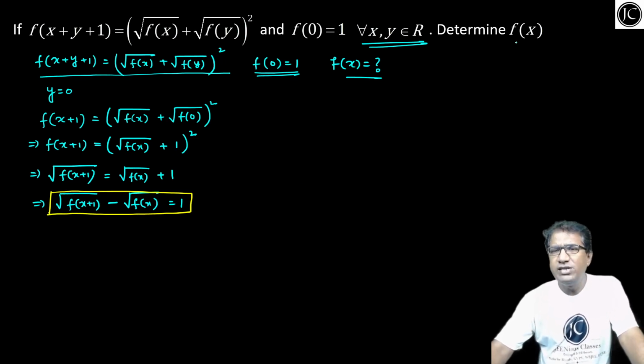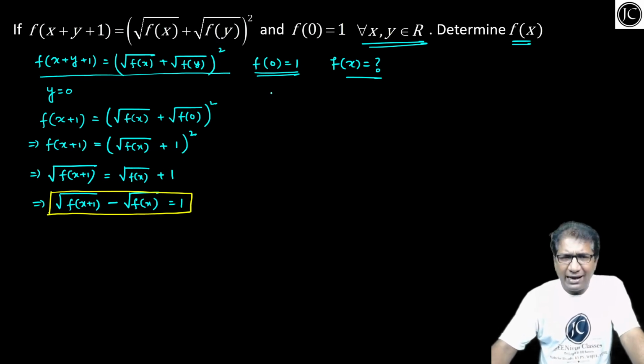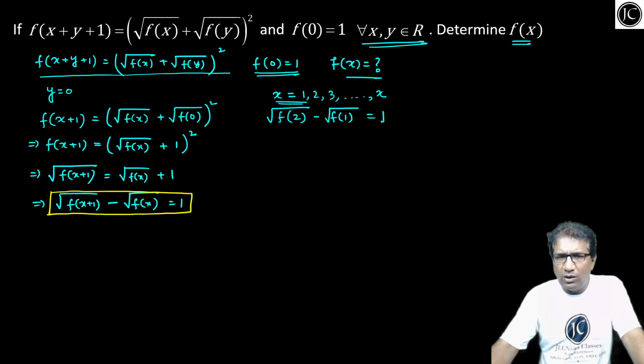और यहां से मुझे निकालना है what is my f(x). क्या कर रहे हैं हम लोग? देखो, in place of x we are putting, let us say 1, 2, 3 so on till x. Okay, so we are having: if I put x equals to 1, we are going to get root over f of 2 minus root over f of 1 is equals to 1. Then when we are putting x equals to 2, we are getting under root f of 3 minus root over f of 2. This is equals to 1 again.